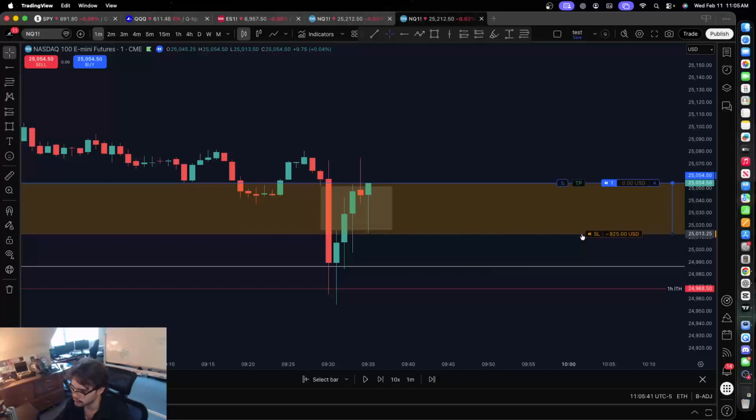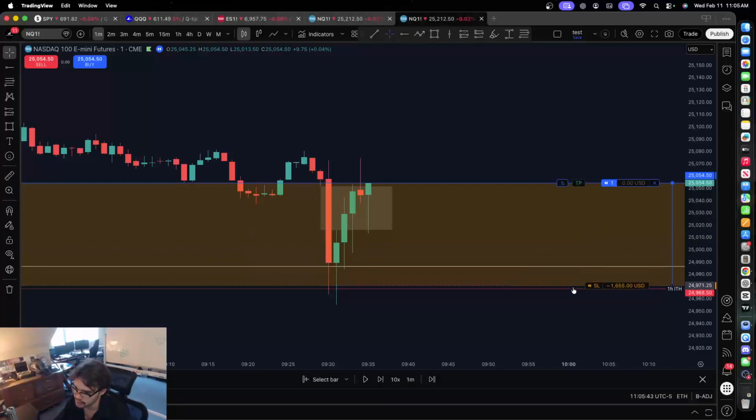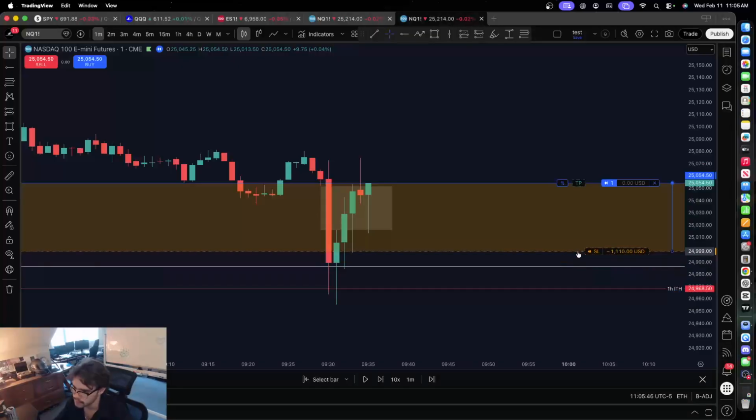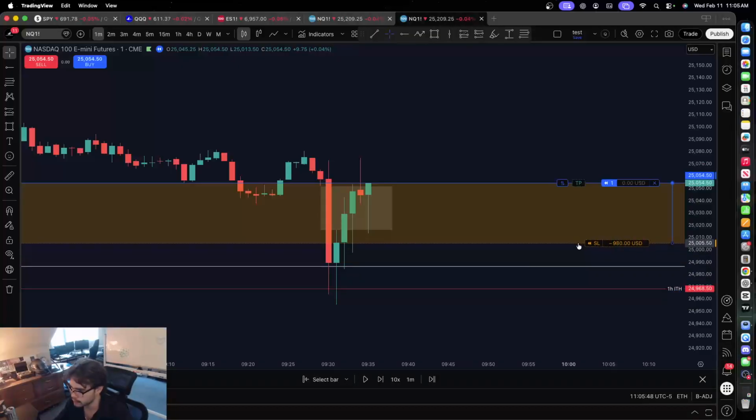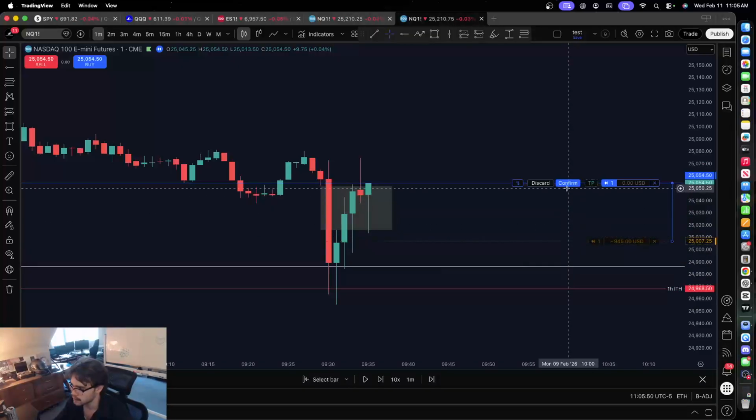You can put it under this wick. You can put it down here, right? Some people will put them all the way down at these swing lows, wherever you want. Personally, I would probably put it right in between this and then just manage it pretty quickly.